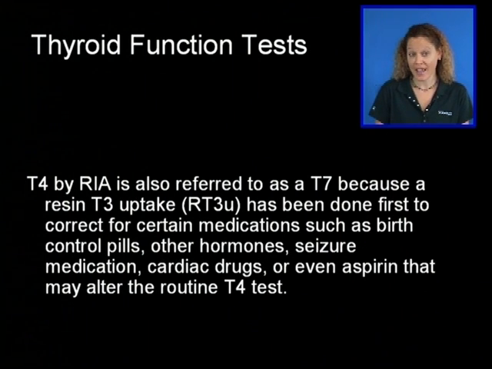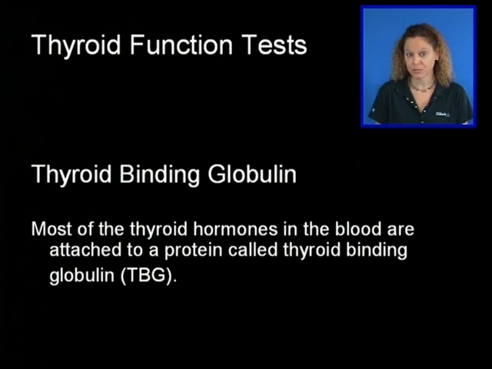T4 by RIA is also referred to as a T7 because a resin T3 uptake has been done first to correct for certain medications such as birth control pills, other hormones, seizure medications, and cardiac drugs. Even aspirin may alter the routine T4 test.